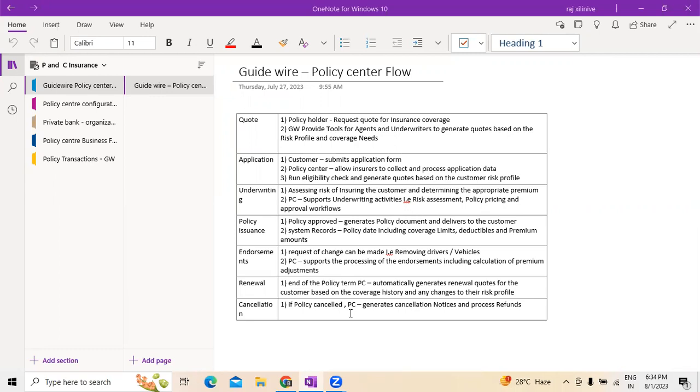In today's video, I am going to discuss the policy center flow in reference to the Guidewire application.